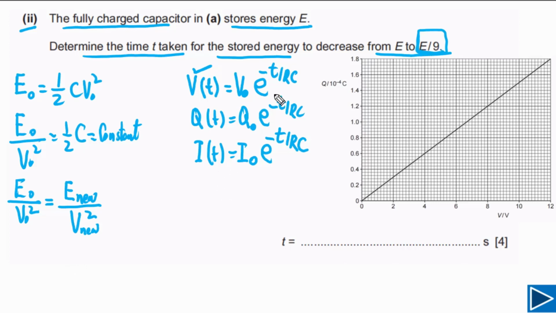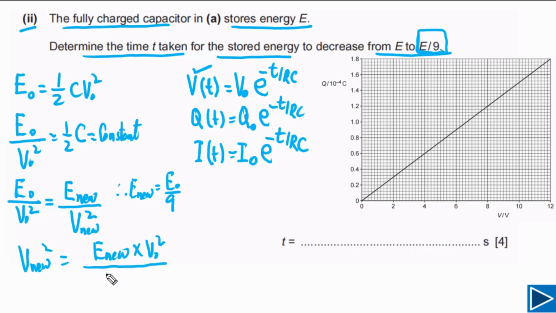E new, as it is given to us, is equal to E naught by 9. So we'll write here E new is equal to E naught by 9. From here we can rearrange, we can write V new. This will be equal to E new times V naught square divided by E naught. E new is E naught by 9, so this is the value of E new, and we have V naught square, and this is divided by E naught.